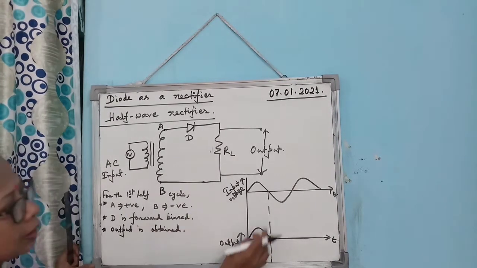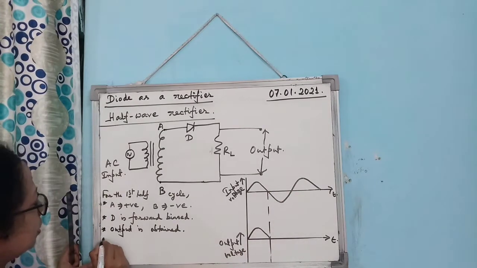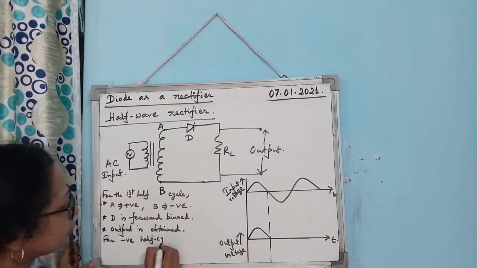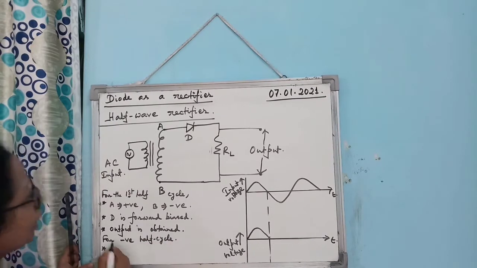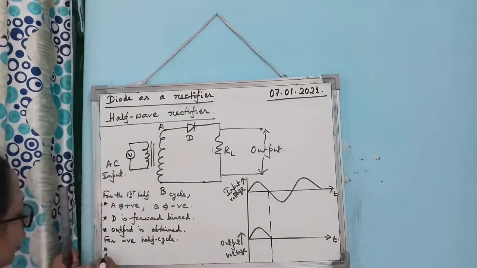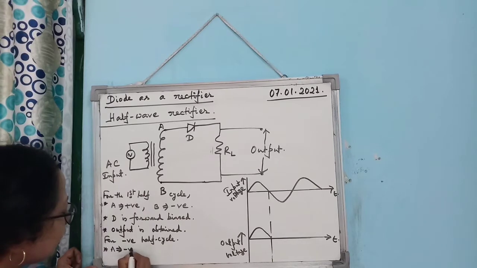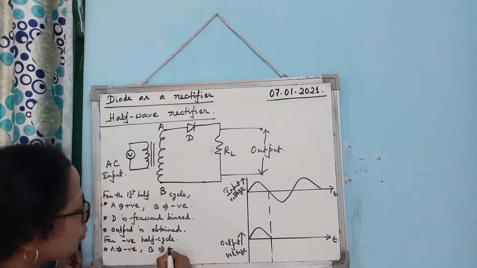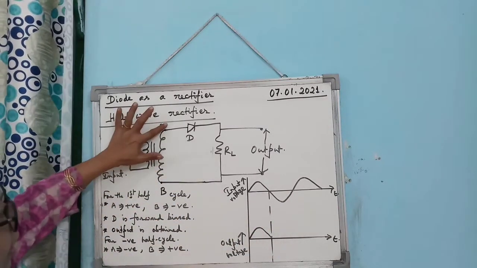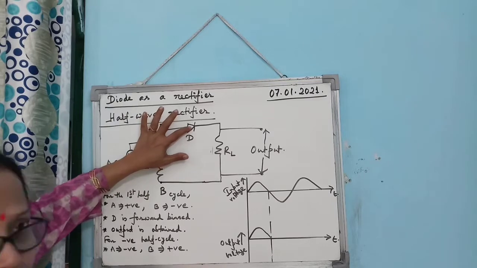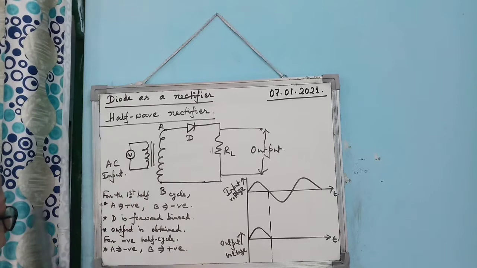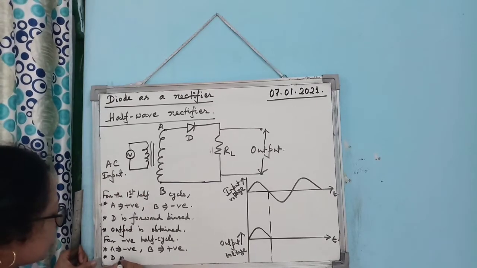Clear? Now, consider the negative half cycle. For the negative half cycle, what will happen? A will become negative with respect to B. So, you can write it this way: A becomes negative and B becomes positive. Alright, because it is in the opposite direction. So, when A is negative, the negative is connected to P and N is connected to positive. What does it mean? D is reverse biased.